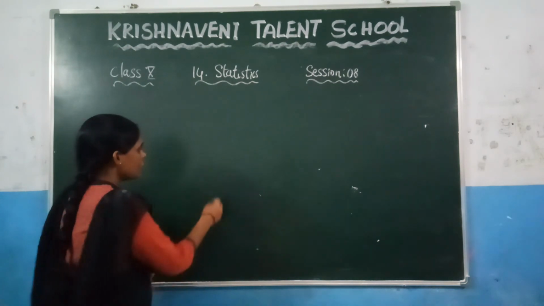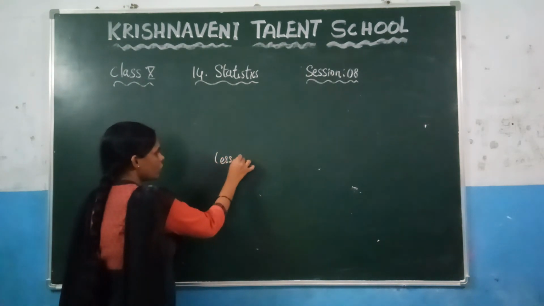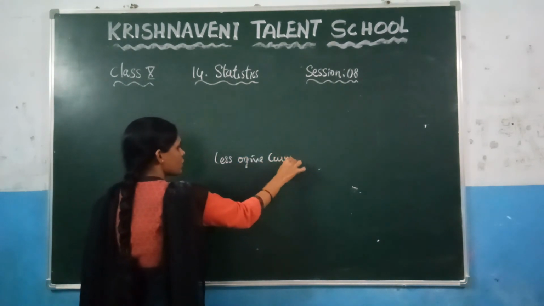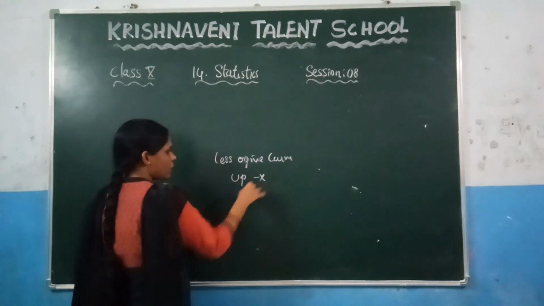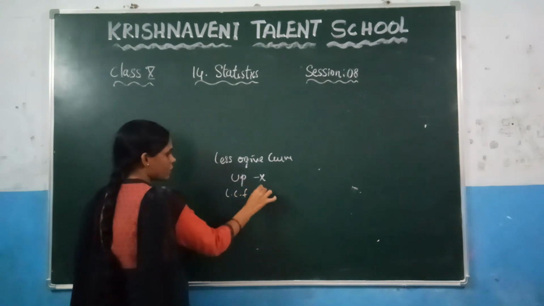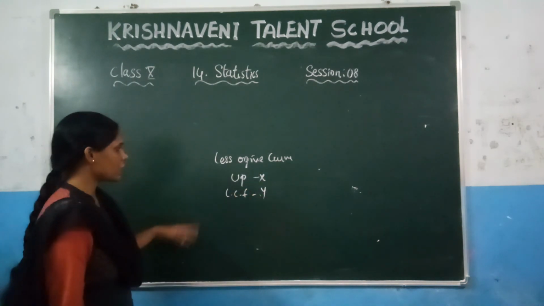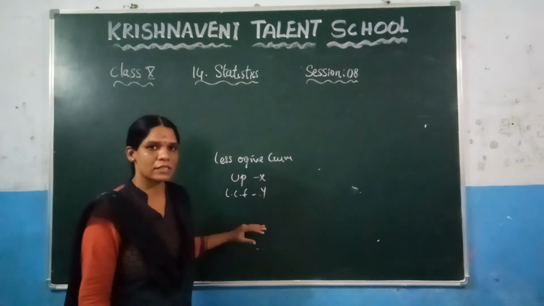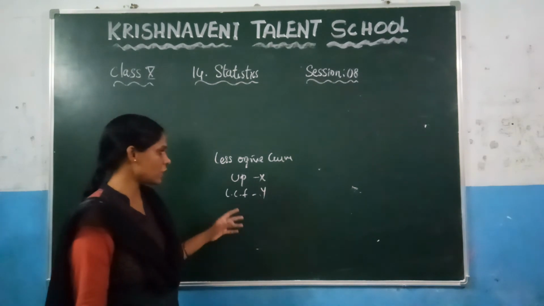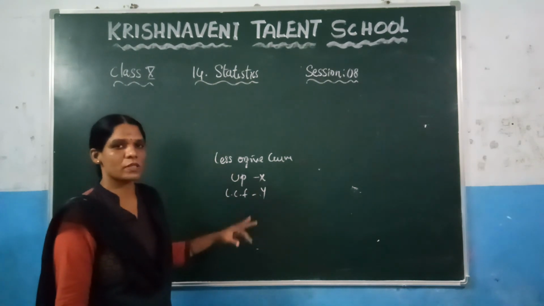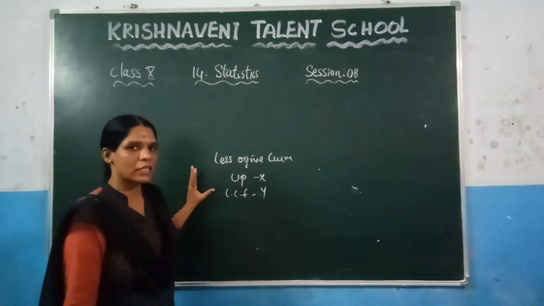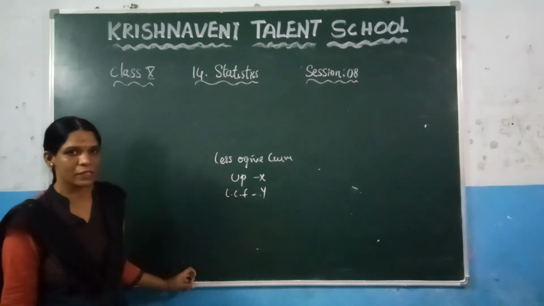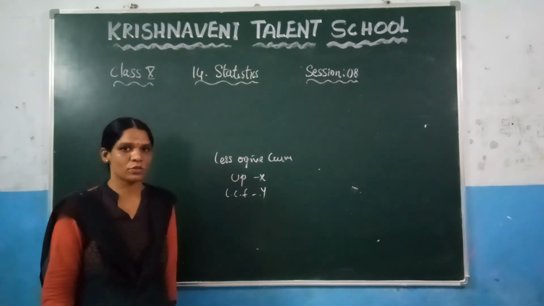And for the less ogive curve, you need to take upper limits on the x-axis and similarly less cumulative frequency values on the y-axis. And for the greater ogive curve, you need to take lower limits on the x-axis and the greater cumulative frequencies on the y-axis. And if you represent both these graphs on a curve, where it intersects, that will be the value of the median. This session is completed. Based on this, we are going to solve the next exercise.